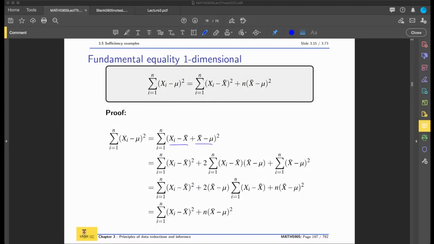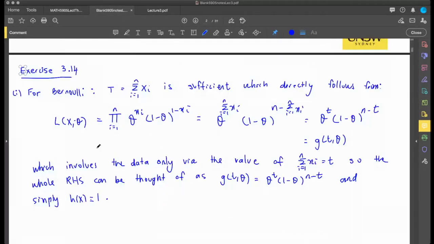The question is, why is h(x) equal to 1 in the previous example? Because this likelihood has to be written as g(t, theta) times h(x). And this whole thing here is my likelihood, but this whole thing is also g(t, theta). So I have to just set h(x) to be 1 to fully specify this decomposition of the likelihood into g(t, theta) and h(x), because the whole likelihood is just this, and the whole of g equals this. So I just have to set h(x) to be 1.